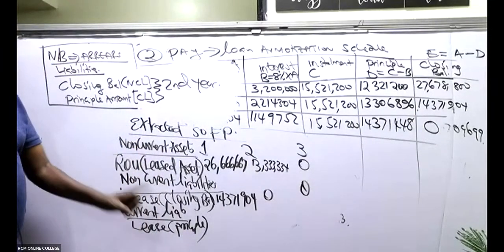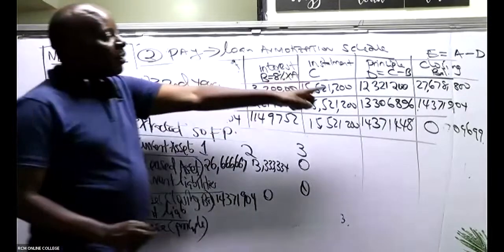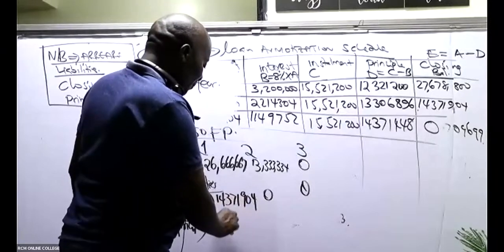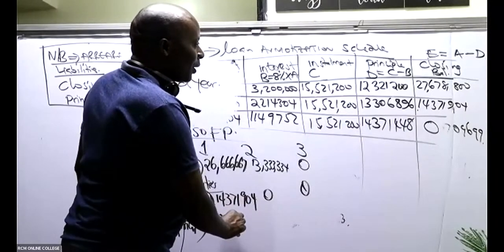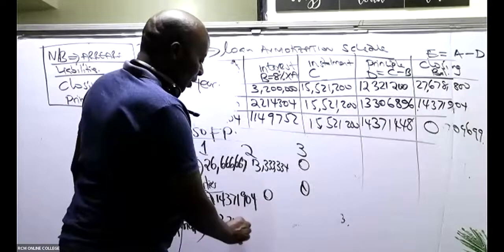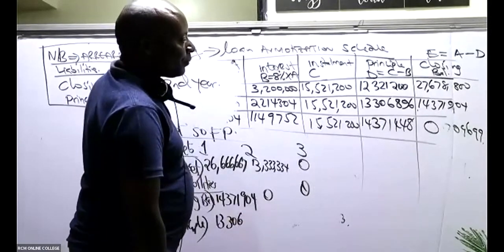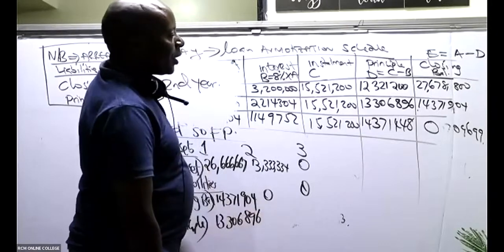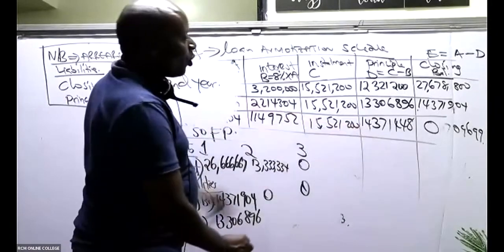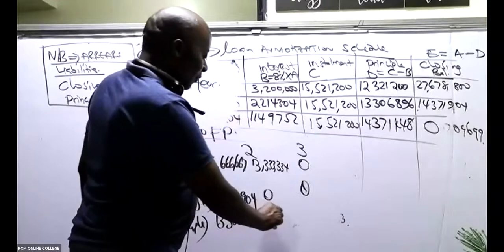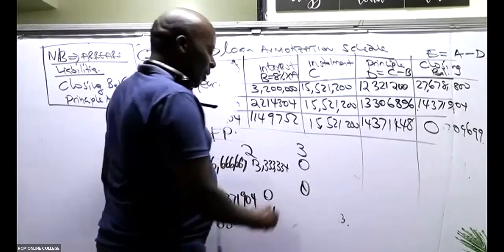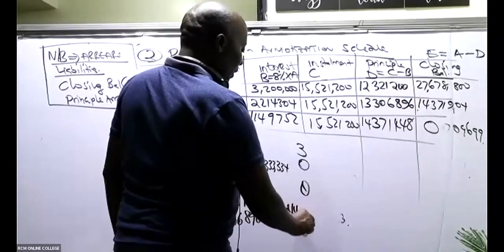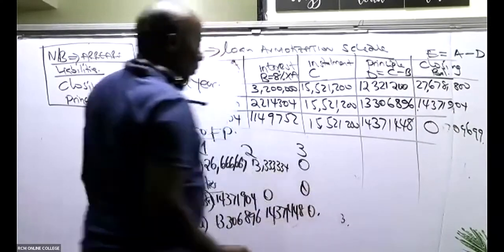And for the principal amount, you start from year 2. You say 13,306,896, and this one here, always ignore year 1. Then 14,371,448. The other one is 0 because there are 3 years.